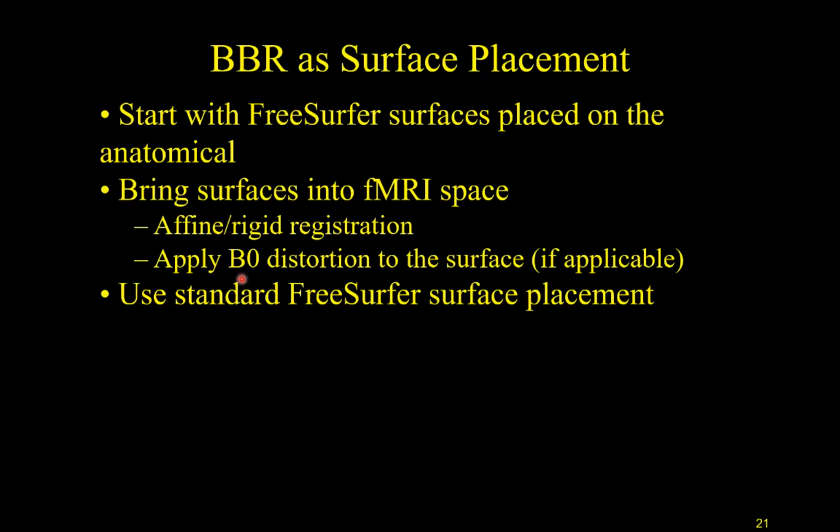And finally, one possible method is to treat this differently. What BBR is basically doing is placing the surface on the fMRI. And this is what FreeSurfer or CAD or Brain Voyager are doing on the anatomical. This is what FreeSurfer does. It takes an anatomical and it places the surface based upon certain criteria onto the anatomical. So the question is, why go through all this stuff with the fMRI? Why don't we just place the surface on the fMRI? And so the way that you could do that.